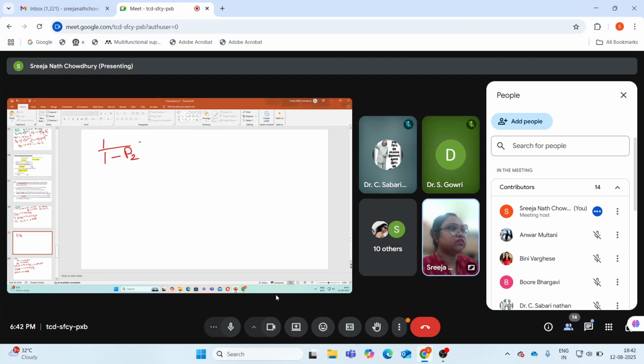So it becomes 6. Now PC is equal to 2 over 2.6, which is equal to 0.769. This is equal to 76.9%, which is close to 77%.